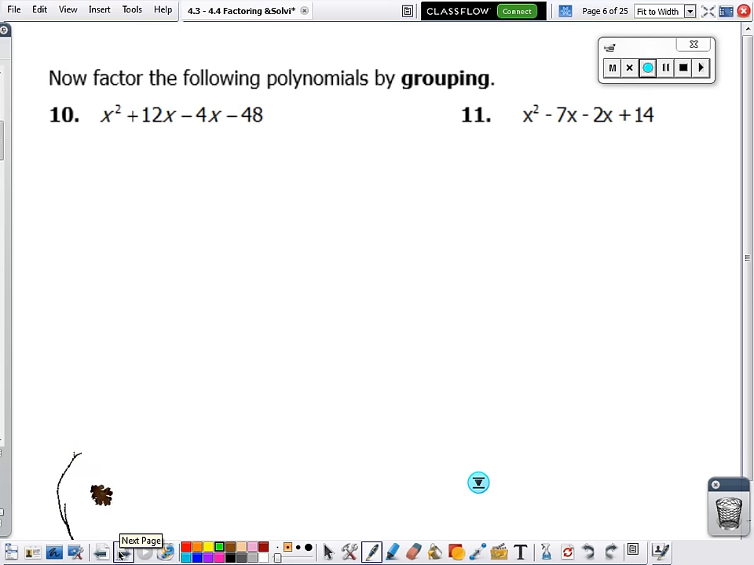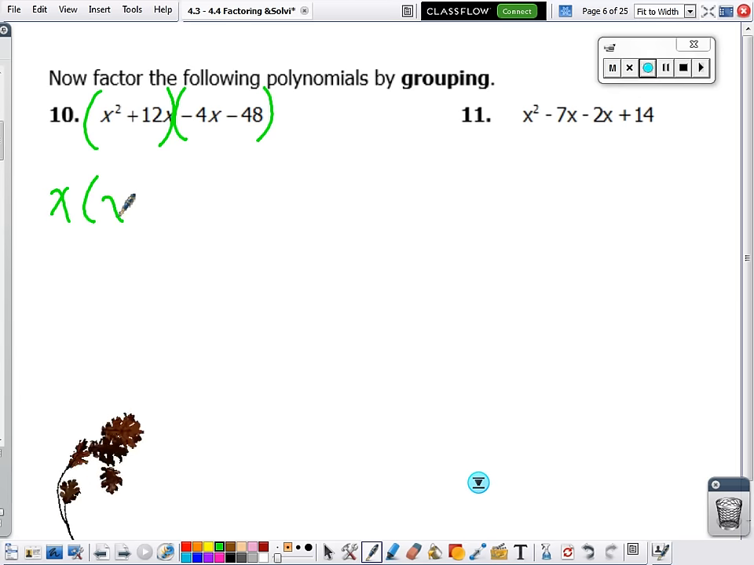So now when we look at problems 10 and 11, notice we have 4 terms. When you see 4 terms, we call this factoring by grouping, because we're going to group the first 2 terms together and then the second 2 terms together. And then you look at for a GCF. So looking at our first 2, x squared plus 12x, what is our GCF here? We can pull out an x, and we're left with x plus 12.